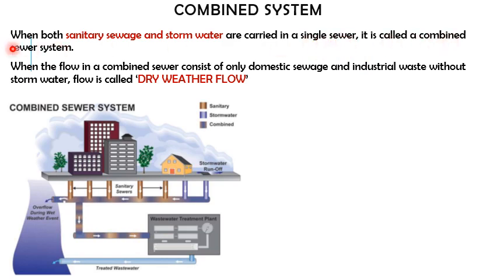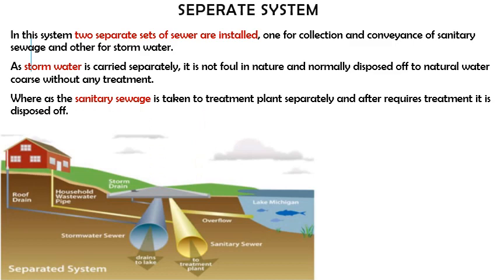It is called a combined sewer system. Try to understand, it is very very easy. Only thing is you have to remember this word. Only three types. Okay, now let us study another.